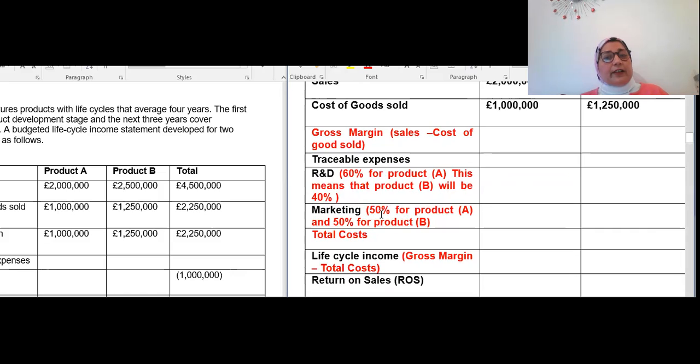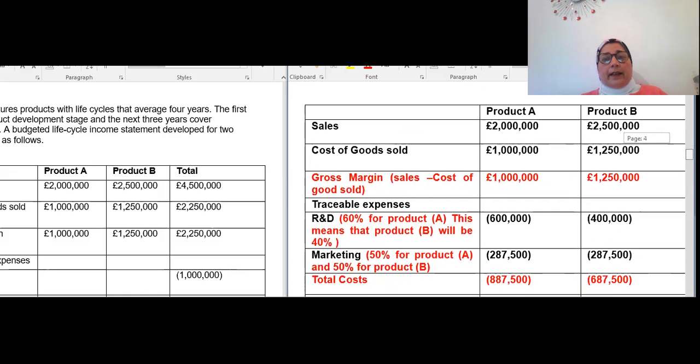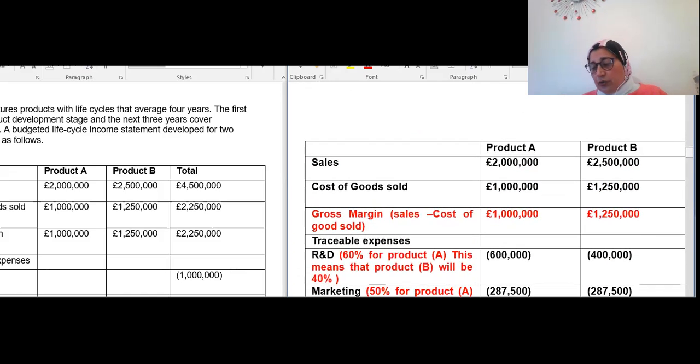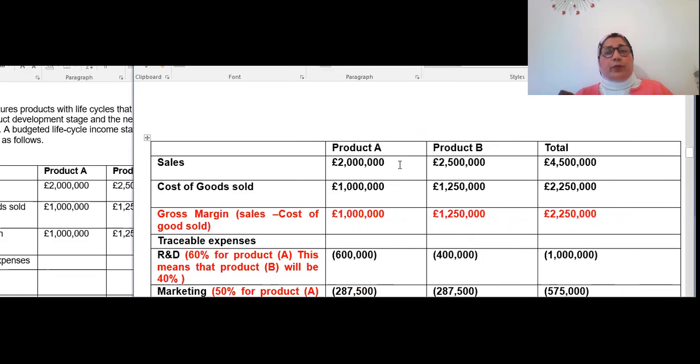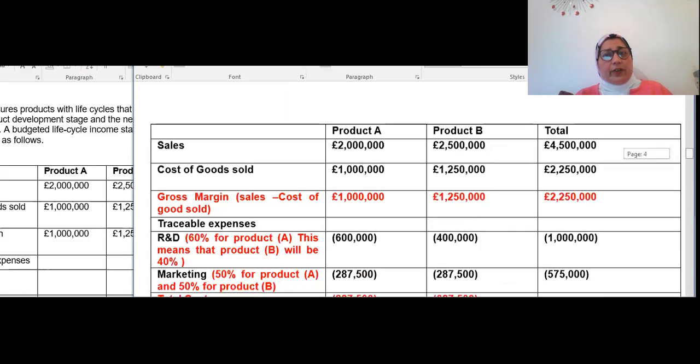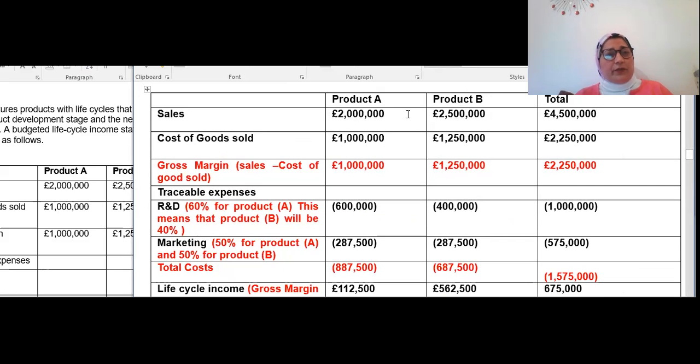And for marketing, 50% for product A. That means that the other 50% will be for product B. So let's do this calculation and understand what it means. Based on that, we have sales of 2 million for product A, and sales for product B is 2,500,000. The total is 4,500,000. This is of course copied from the question.